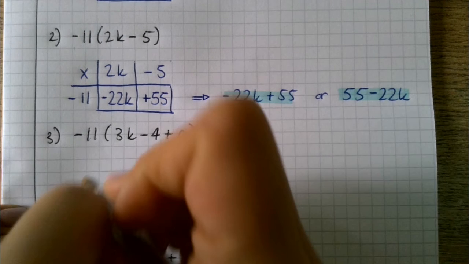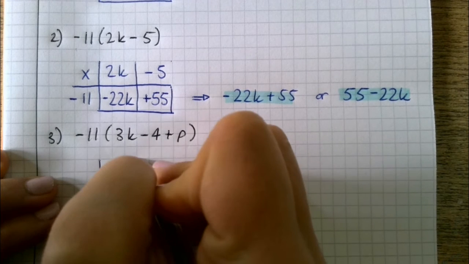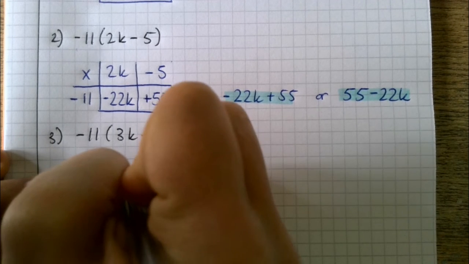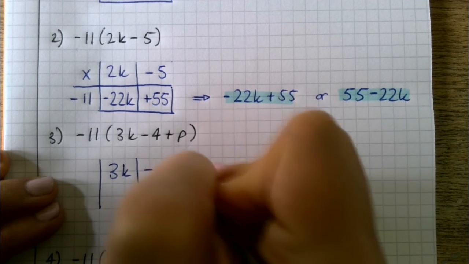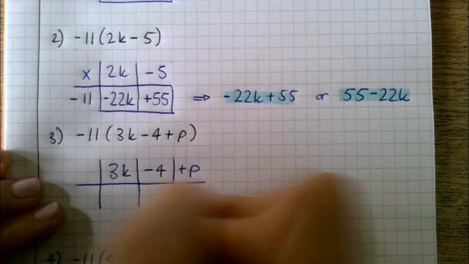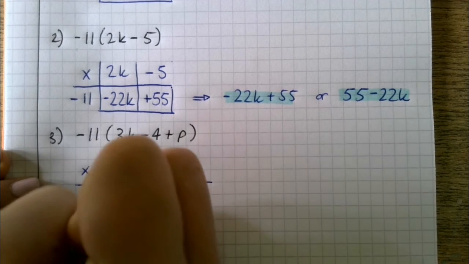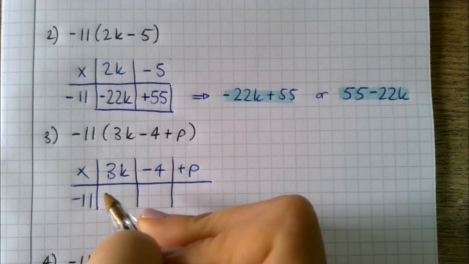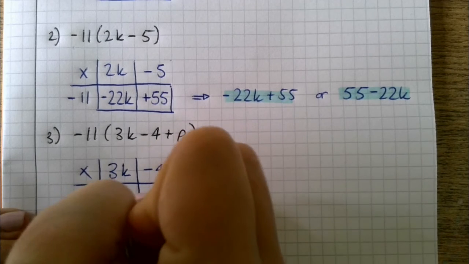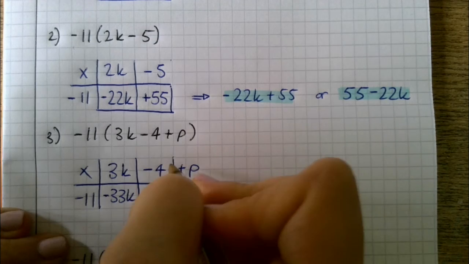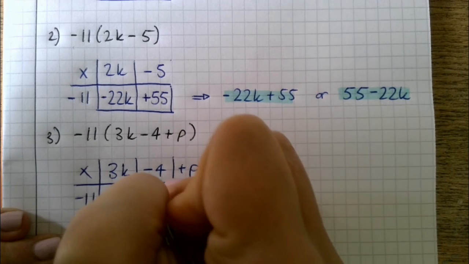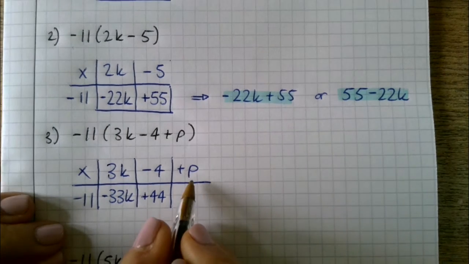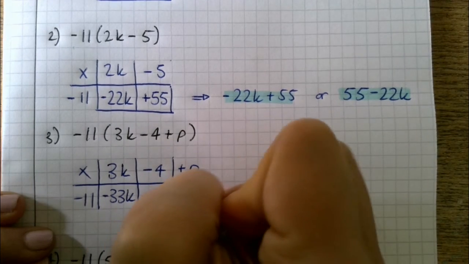So I'm going to draw my grid, but my grid will need to be a little bit bigger because I've got the 3 terms here now. I've got 3k, negative 4, and positive p. And I'm multiplying all of those by negative 11. So I'm going to do the same as before. Negative 11 multiplied by 3k will be negative 33k. Negative 11 multiplied by negative 4 is positive 44. And negative 11 multiplied by positive p is negative 11p.